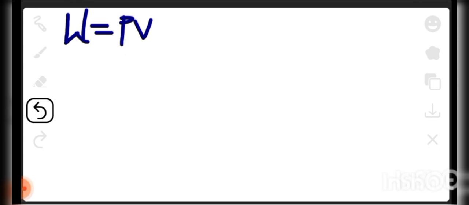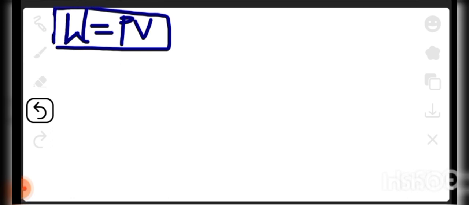Look at what you do. The first thing, identify each term present. We have three terms, W, P, and V. W is work, P is pressure, V is volume. Next, write out their dimensions. What is the dimension for work? Work is M L squared T raised to power minus 2.